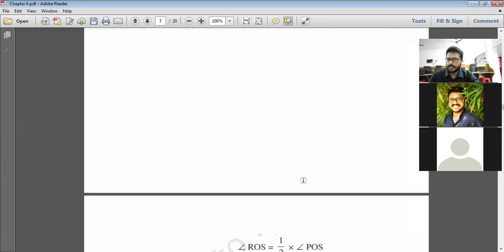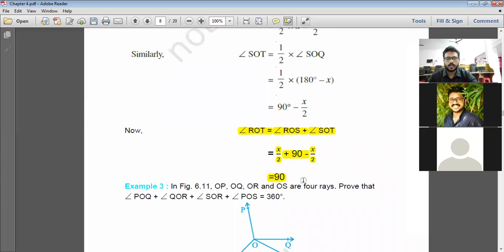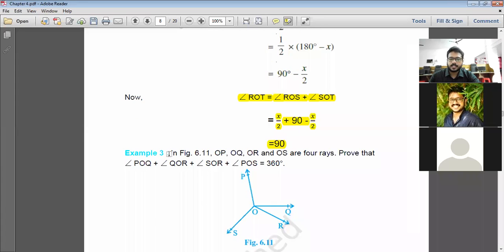So this question is clear. We can go to our next question. Now look at figure 6.11. OP, OQ, OR, and OS are 4 rays. What we want to prove is that angle POQ plus angle QOR plus angle ROS plus angle SOP is equal to 360 degree.